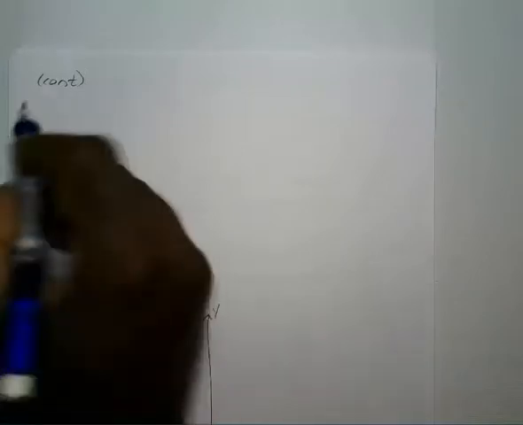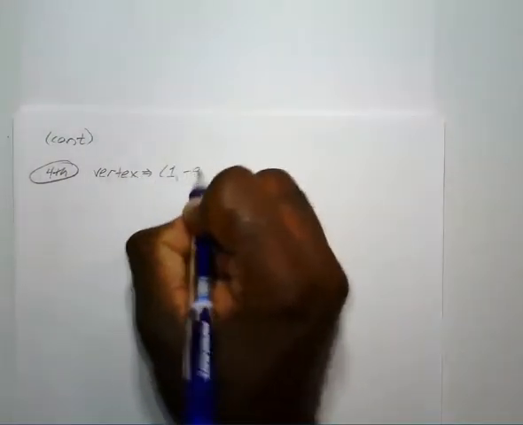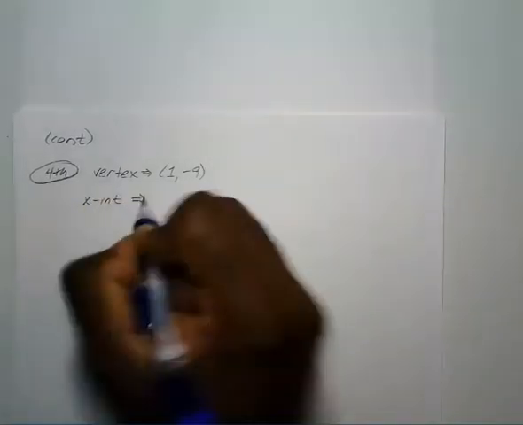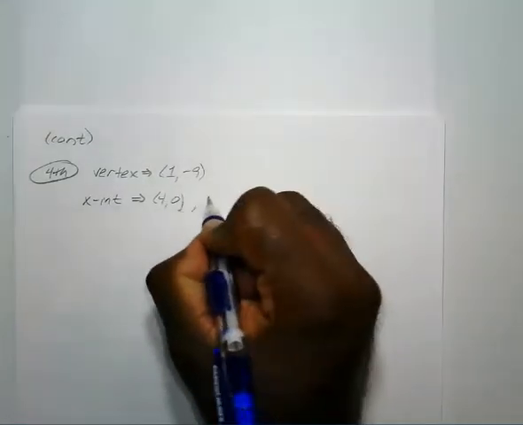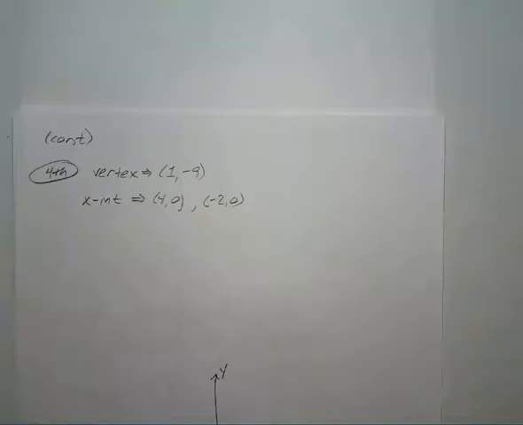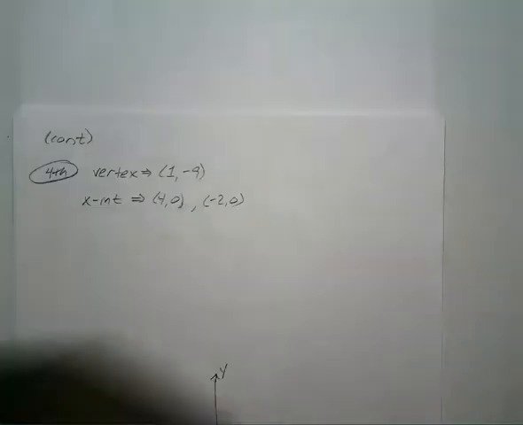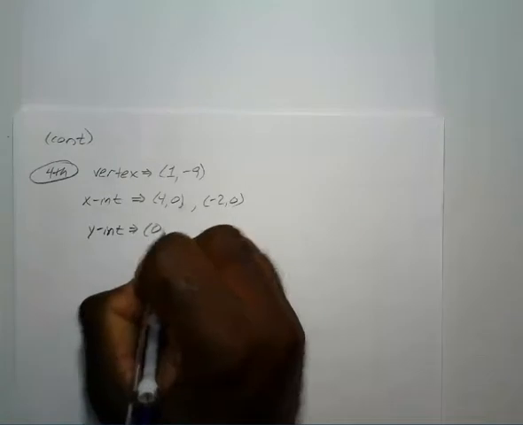Alright, now we go to our fourth step where we go ahead and graph. Okay, now remember, you have your vertex, which was 1, negative 9. You have your x-intercepts, which are 4, 0, and negative 2, 0. And we have our y-intercept, which is 0, negative 8.